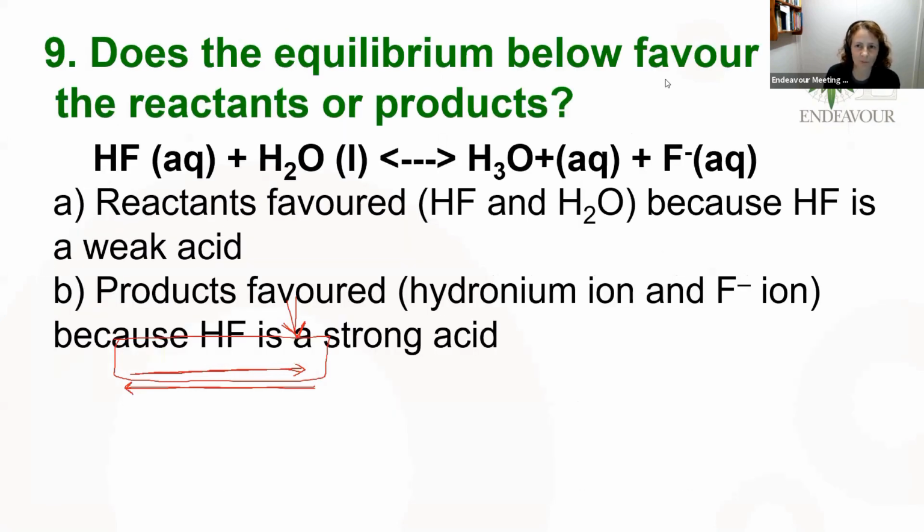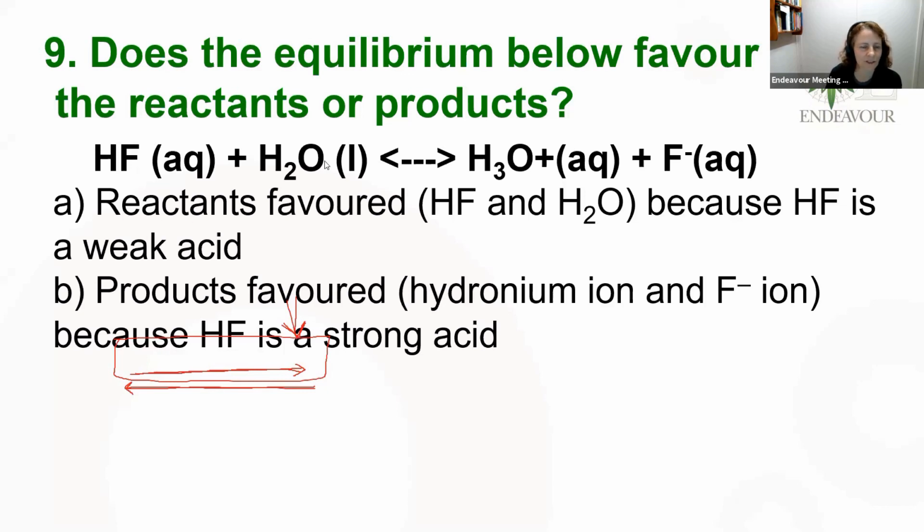Does the equilibrium below favour the reactants or the products? In this one, we have hydrofluoric acid. Can you remember if that's a weak acid or a strong acid? Weak. Yep. So it's a weak acid, which means that it's going to exist in equilibrium because it's going to be much more stable in the hydrofluoric acid form because it doesn't want to give away its hydrogens.